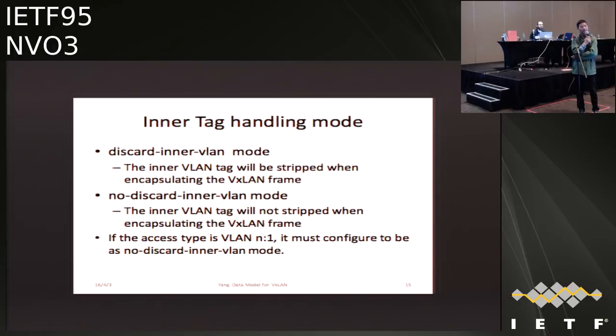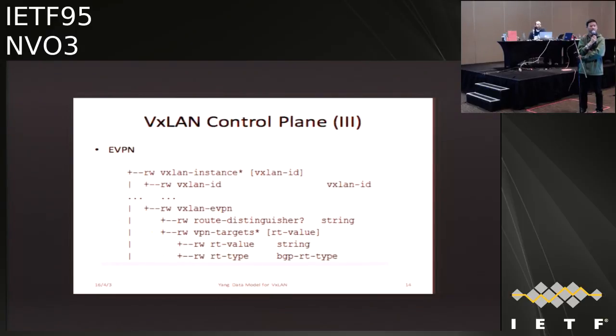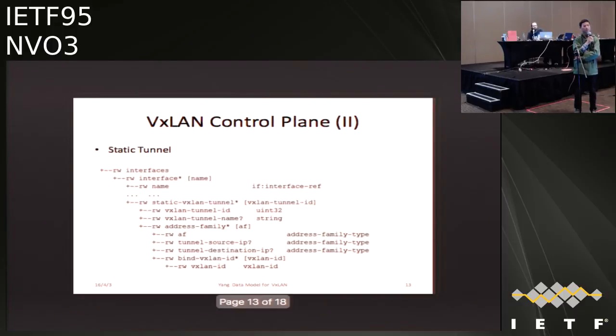I think it might be sufficient to just have this inner tag handling mode and not worry about the access types in this document, because that allows you to specify how it behaves from a VXLAN perspective. Somebody else would worry somewhere else about how to define various VLAN behaviors. We're up against our time limit here. I know there's one more comment in the back, and then we'll move on.